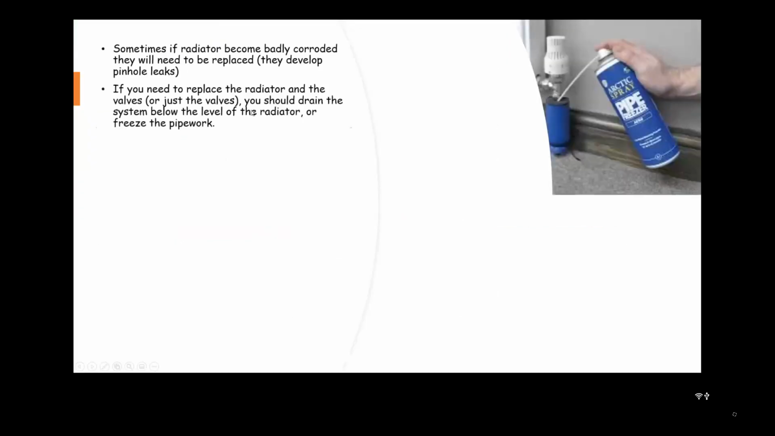If the radiators do become badly corroded, they might need to be replaced, and when you replace them, you might well want to replace the valves as well. So one way of doing that is to drain down the system to just below the radiator. If it's on the second floor, first floor, whatever you want to describe it as, you could drain the water until it's underneath that floor and then replace the radiator. Or you could freeze the pipework to the individual radiator and then quickly change the valves and go from there, really.